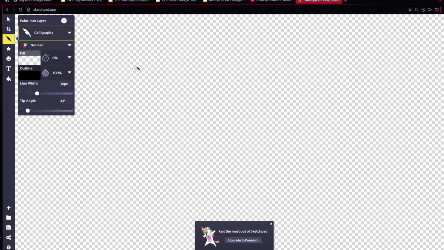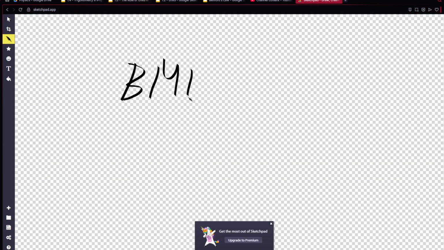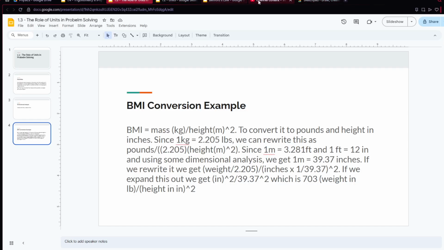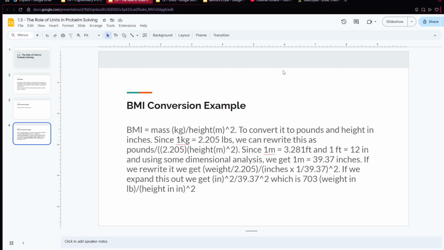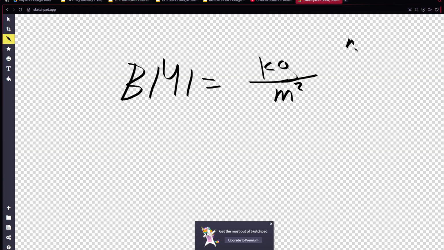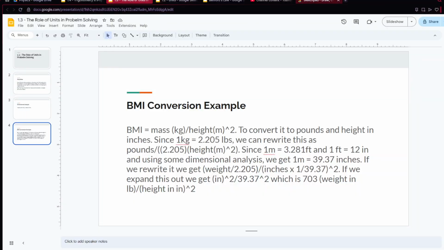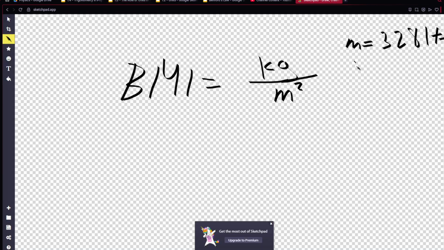And BMI is kg over, I believe, meters squared, right? Height in meters squared, right? And let me just write down the units first. So 1 meter is 3.281 feet. Pretty self-explanatory. I didn't have that memorized, and neither should you. It doesn't really matter. And we have 1 foot equals 12 inches, obviously. And kg is 2.205 pounds.